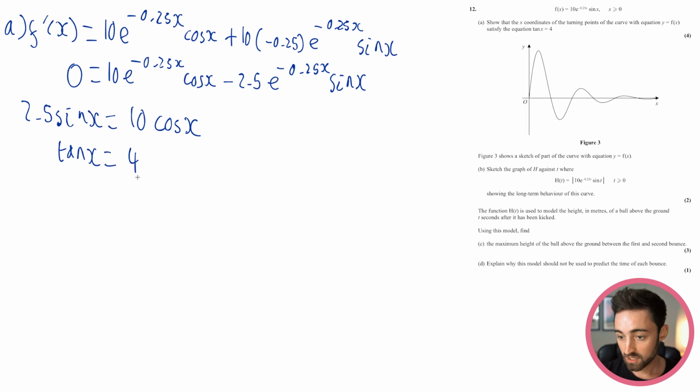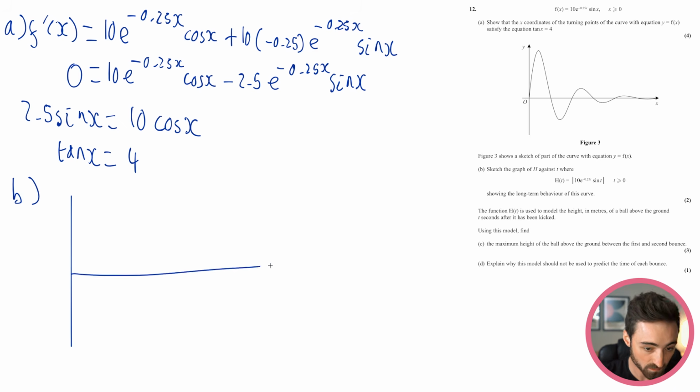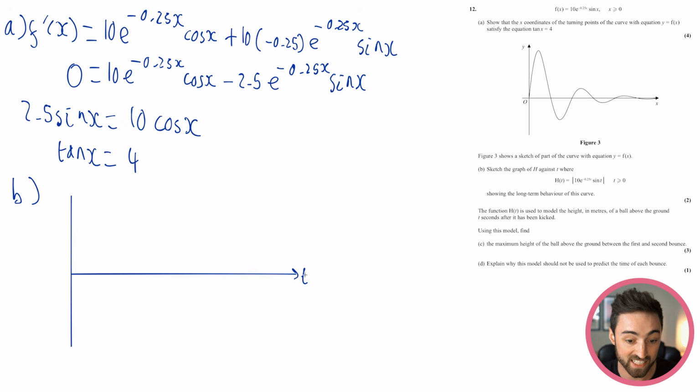Cool. That'd be part A. Okay, so figure 3 shows a sketch of the part of the curve with equation y equals f of x, which is what we had above. Sketch a graph of h against t, where h of t basically just equals the modulus of what we have above. So this is actually going to be quite easy because they give us what the other one looks like. So to draw the modulus of something, when we already have the initial graph, is super easy because anything that's below the x-axis just gets flipped.